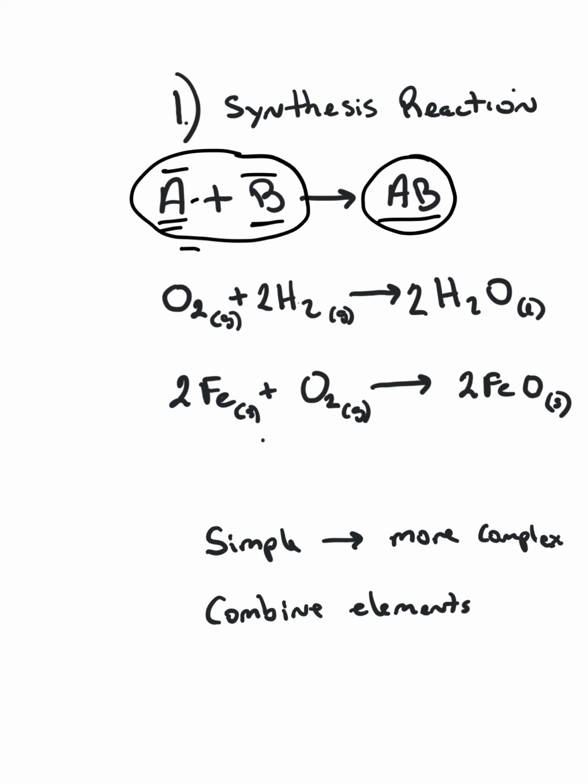An example is the production of water. We have oxygen, O2, and hydrogen, H2, which are combined in a reaction to produce water. Another reaction is we have iron, 2Fe, and then oxygen, O2, and we combine those to form iron oxide, 2FeO. So really we're going from simple to more complex. We're combining elements in these examples here.